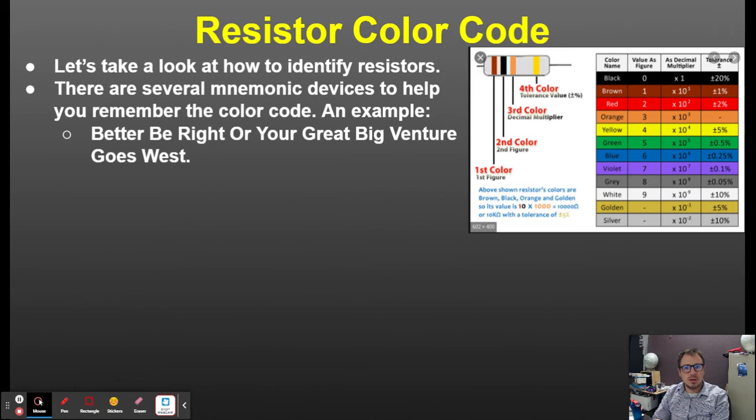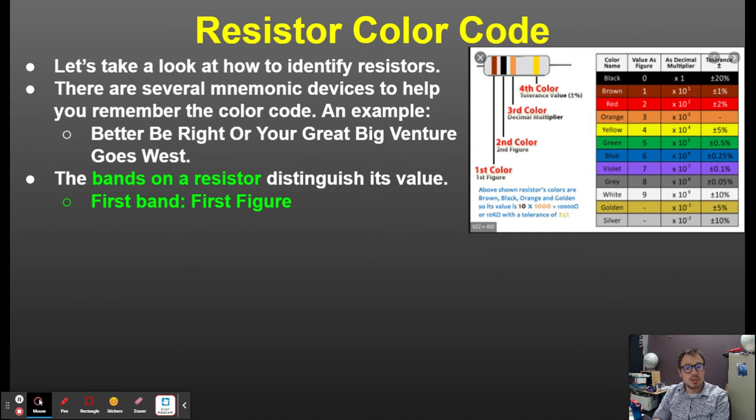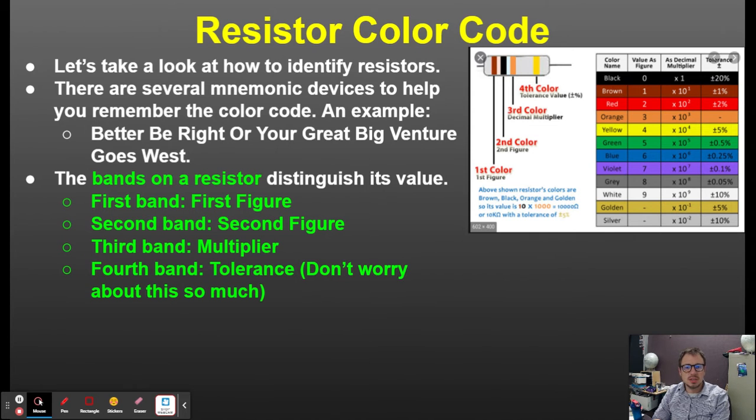There are several mnemonic devices you can use to memorize these. You're not going to have to memorize these though, but the bands on a resistor distinguish the resistor's value. The first band is the first figure. The second band is the second figure. The third band is going to be the multiplier. The fourth band is the tolerance. Don't worry about this one too much. That's just how accurate it is. You can look this up at this link.